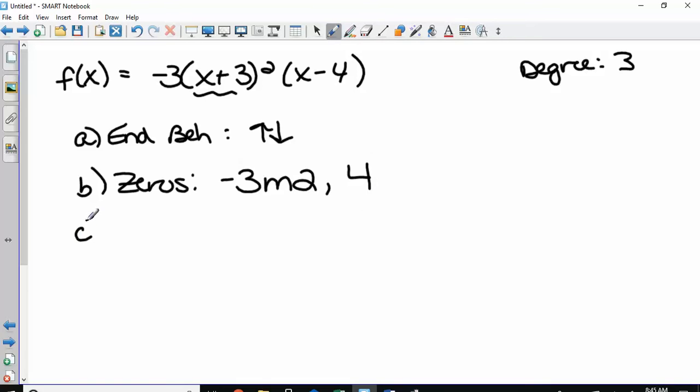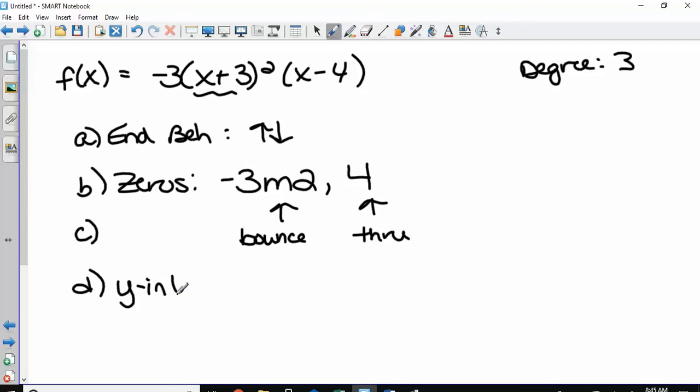Then I'm going to ask if you bounce or go through. So at -3, the multiplicity is 2, so it will bounce. At 4, the multiplicity is 1, so it will go through. Last thing I will ask you is for the y-intercept. So to get that, you plug in 0 for all of your x's. Ooh, that wasn't very nice. Alright, what do we get?